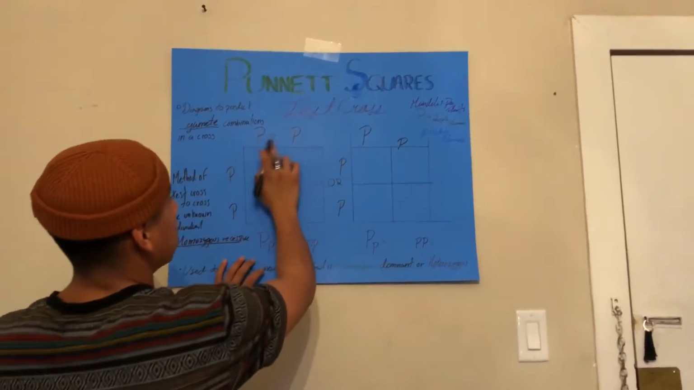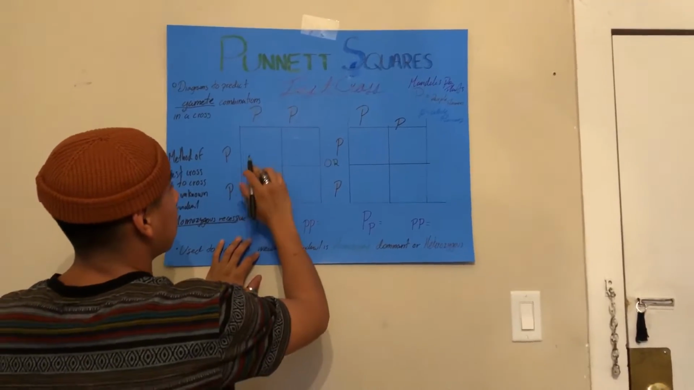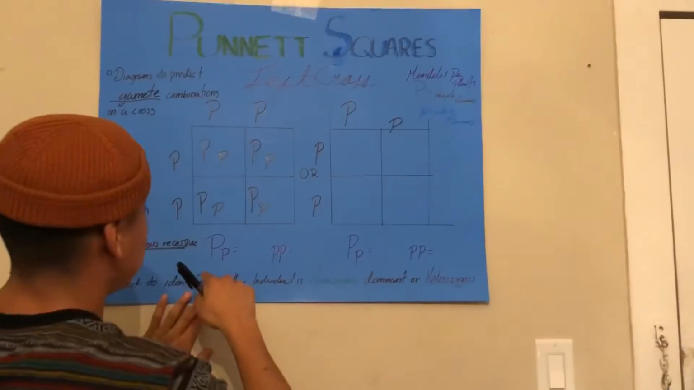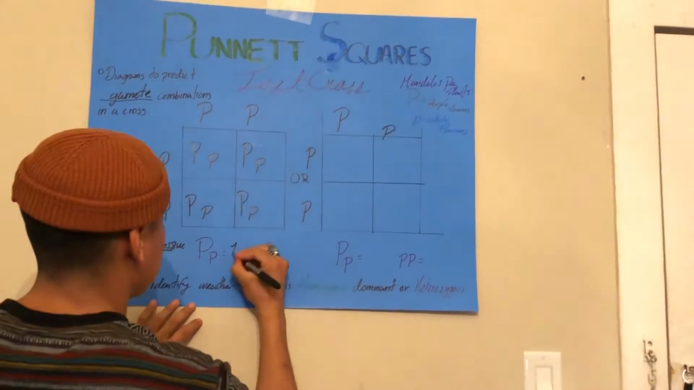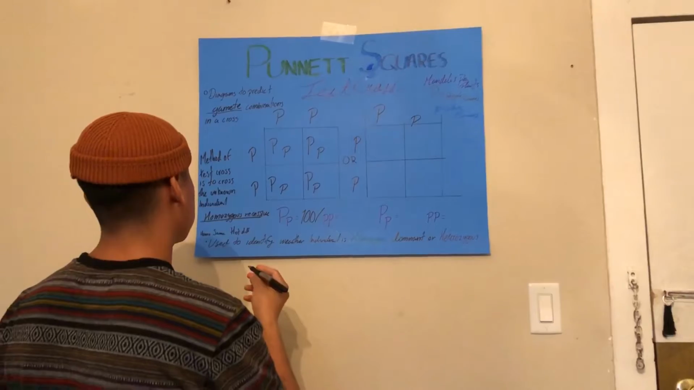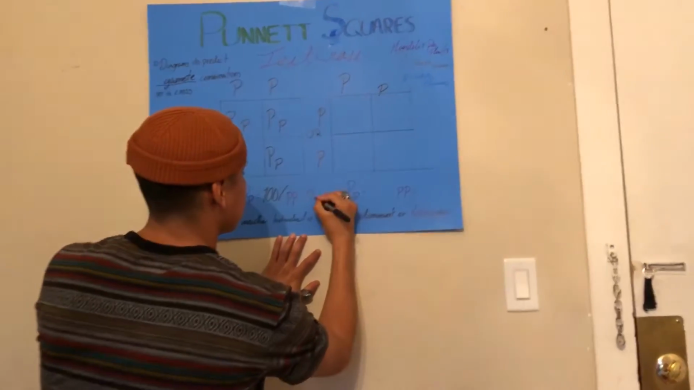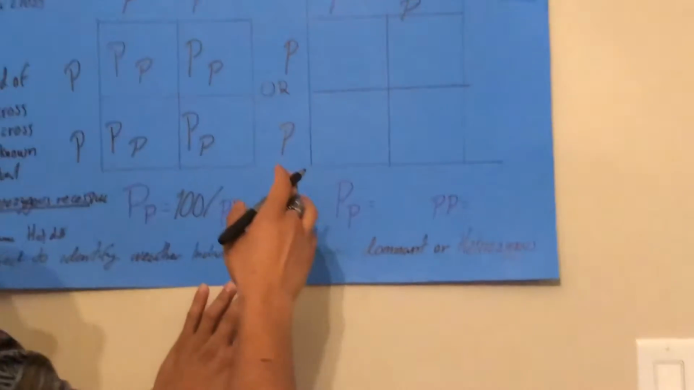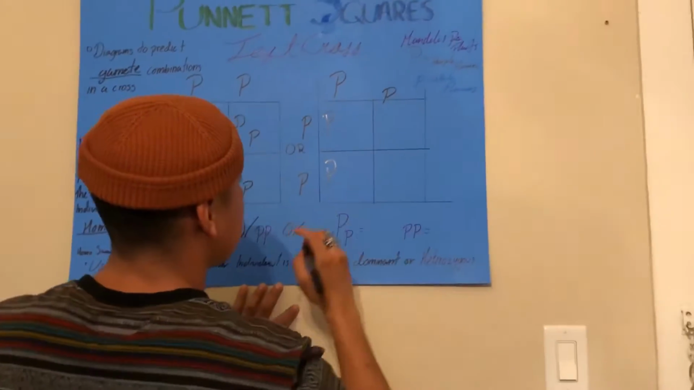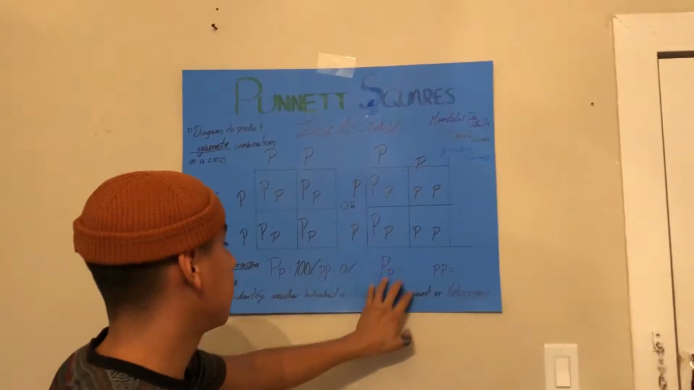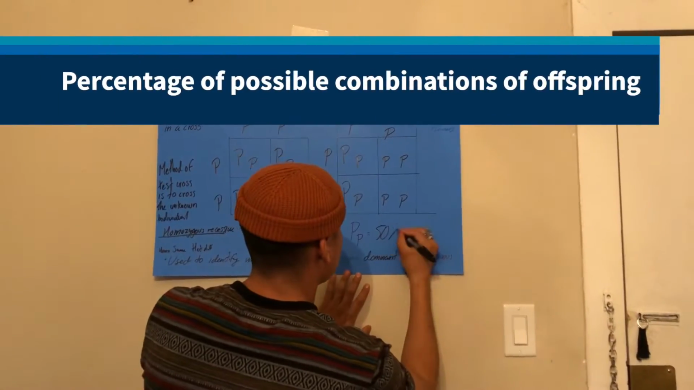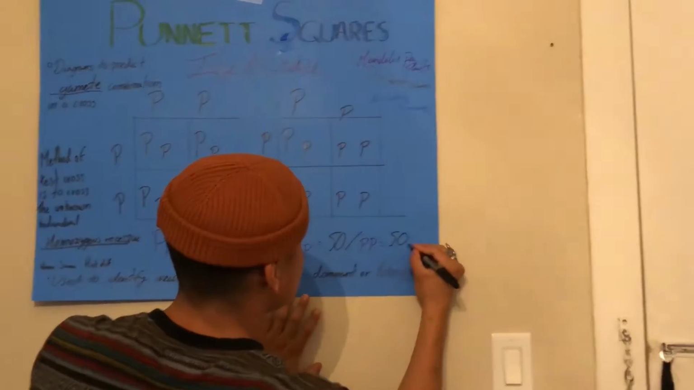Since there's a dominant allele here, every offspring would have a dominant allele, and 100% of them would be heterozygous. The homozygous is 0%. Now on this side, only two offspring would get a dominant allele because there's only one dominant allele here. 50% of them would be heterozygous, and 50% of them would be homozygous.